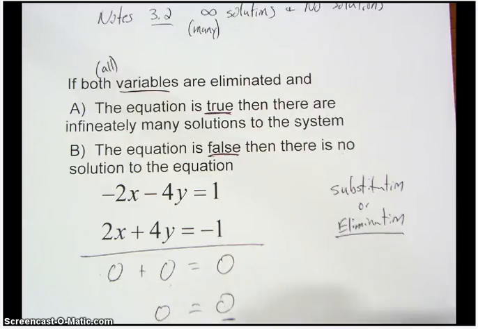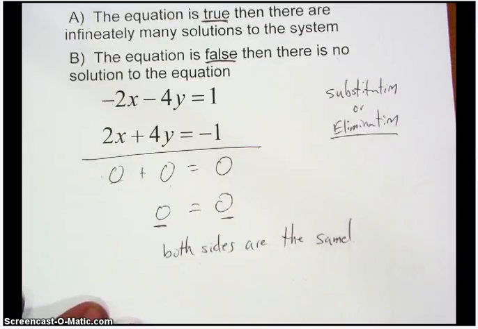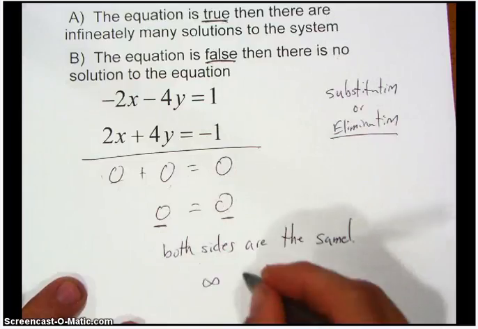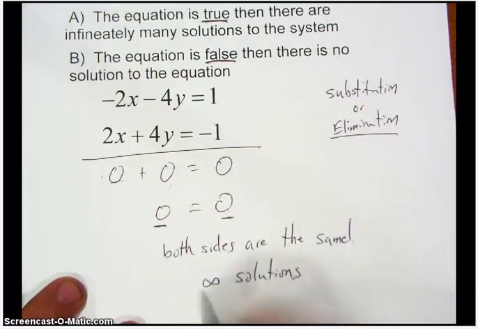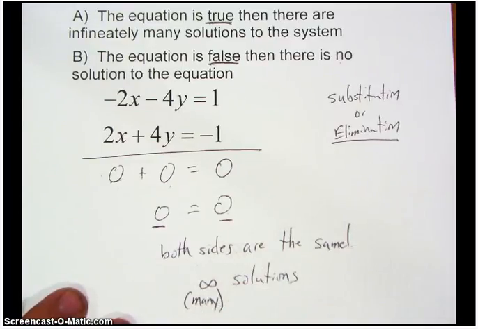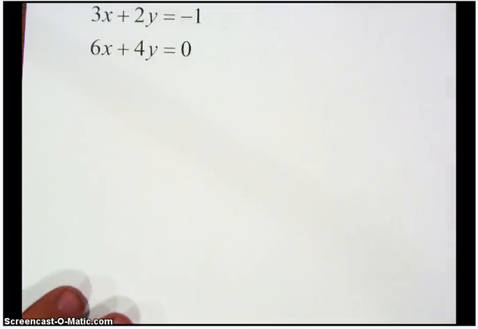Since both sides are the same, oh, sorry about that, folks. Both sides are the same. That means the equation is true. So that means there are infinite solutions. All right? Infinite is the same word as many. I'm trying to get used to writing that because you'll be seeing that more often throughout the year. But also you can say many. All right? So that's an example of many solutions. Okay. All right, let's try another one.